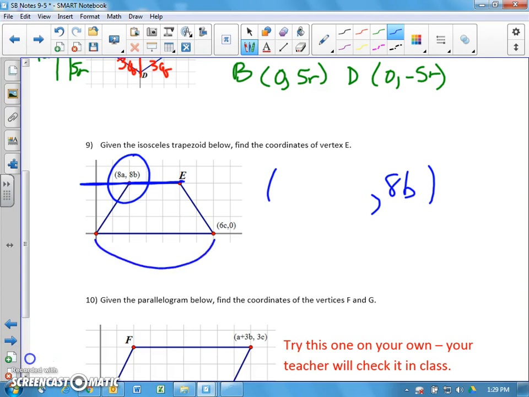You've got this whole distance as 6c. We know that this distance is 8a. We can tell by the way this is set up that this is an isosceles trapezoid, plus they've told us right here that it is. So I know that this would also be 8a. So to get my coordinates of E, I would do 6c minus 8a.